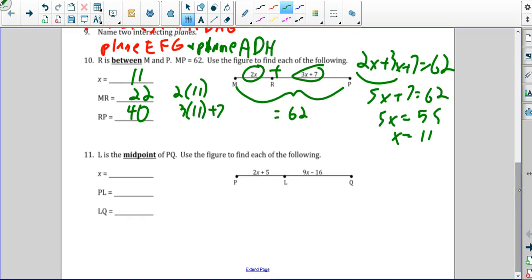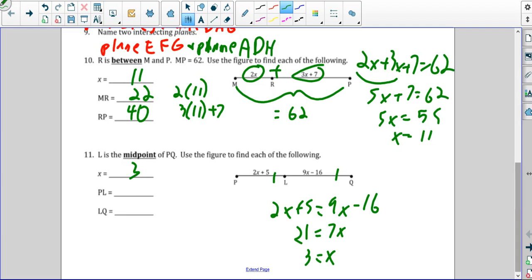L is the midpoint. At that point, we know that these 2 sections are equal to each other. So 2x plus 5 equals 9x minus 16. I'm going to subtract 2x from both sides and get 7x. I'm going to add 16 to both sides and get 21. When I divide by 7, I get x of 3.